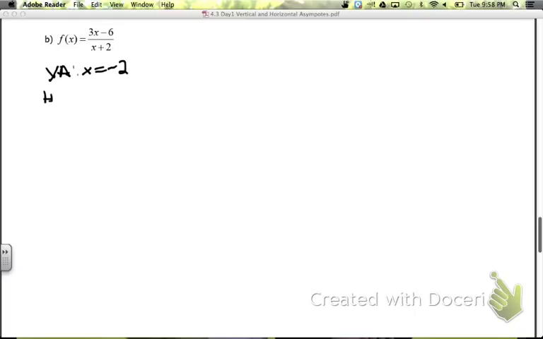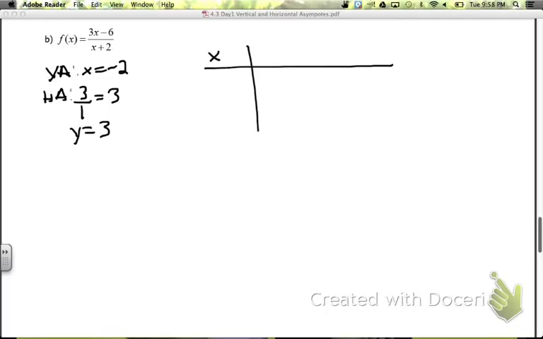Now what about our horizontal asymptote? Well, what we notice here is that the highest degrees of both our numerator and denominator are equal to one another, so you take the coefficients of those highest degrees, and the numerator gives us 3 over 1. So it's just equal to 3. Therefore, your horizontal asymptote exists at y equals 3. So now we can go ahead and look at our behaviors.